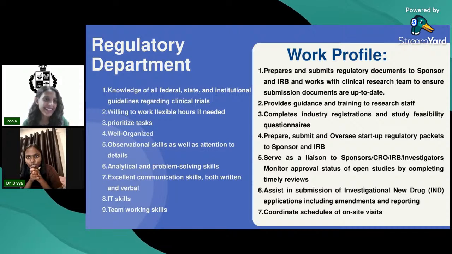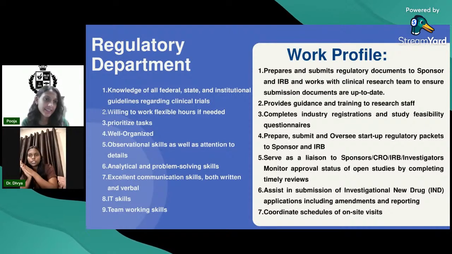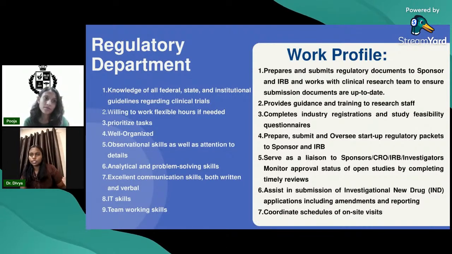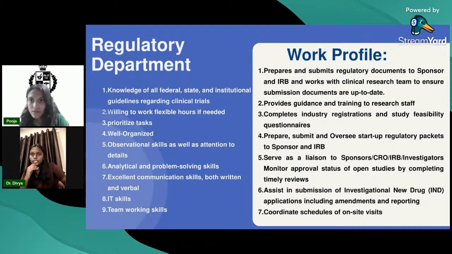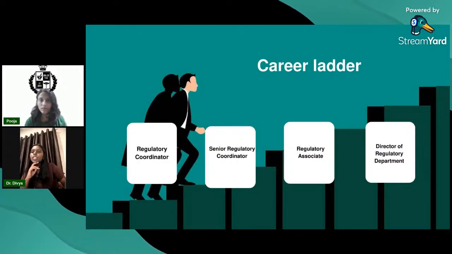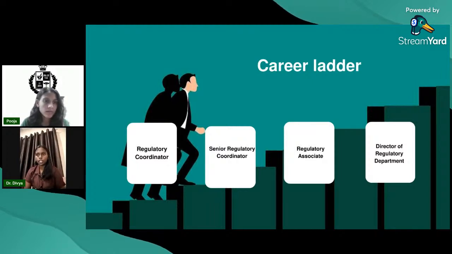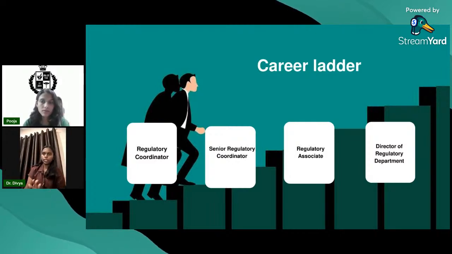The qualities required are being willing to work flexible hours, prioritizing tasks, and being well organized. You should have observational skills, problem solving skills, excellent communication skills, IT skills and teamworking skills. These are the mandatory skills you require for the field. Next slide, please. The career ladder goes like regulatory coordinator, senior regulatory coordinator, regulatory associate, and finally the director of the regulatory department. I hope this domain is clear.